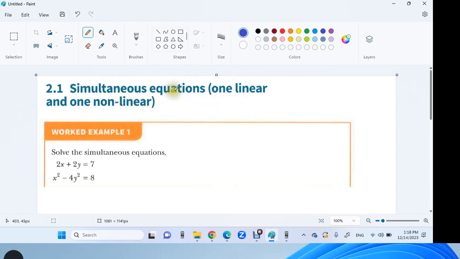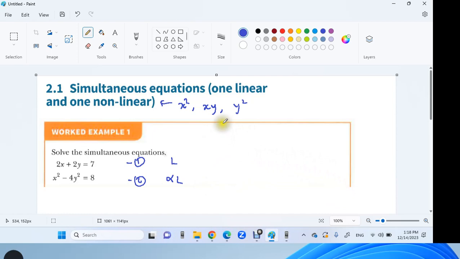What is the equation that is non-linear? That is, we have x squared, xy, or y squared, something like this. This one is non-linear. The simultaneous equations that we learned before are both linear. So for this one, equation number 1 and equation number 2 here, this one is linear, this one is non-linear.